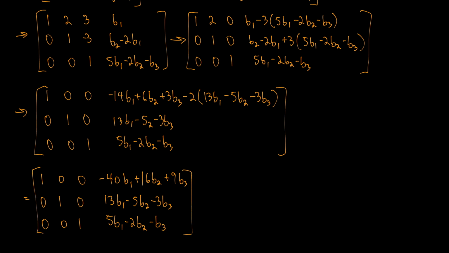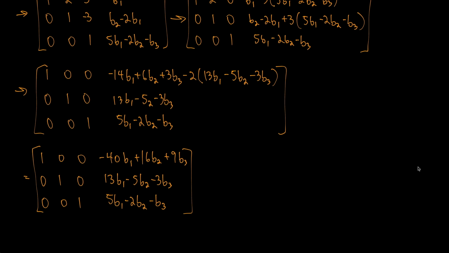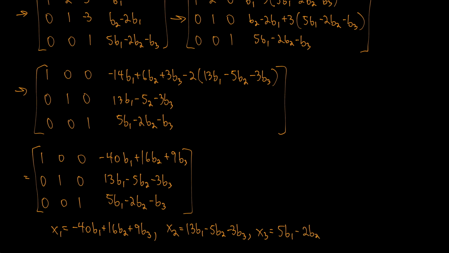Okay, so this means that x1 has to equal negative 40 b1 plus 16 b2 plus 9 b3. x2 has to equal 13 b1 minus 5 b2 minus 3 b3. And x3 has to equal 5b1 minus 2b2 minus b3 in order for the system to be consistent.